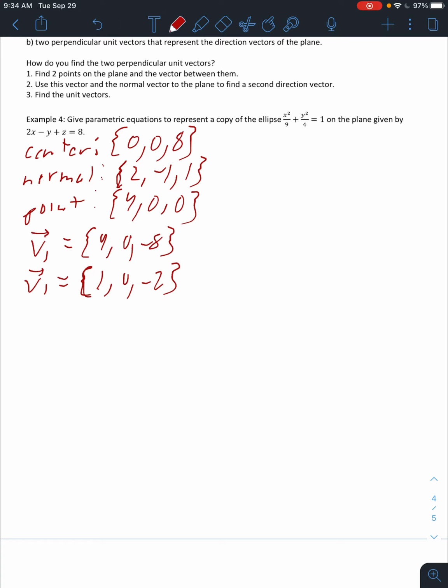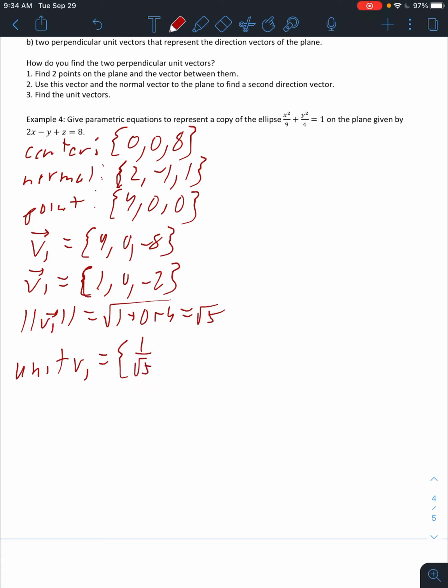Okay, we want to find the unit vector in the same direction as that. So the magnitude would be root 1 plus 0 plus 4, which is root 5. So my unit v1 is 1 over root 5, 0, negative 2 over root 5. And we have one of our 2 unit vectors.